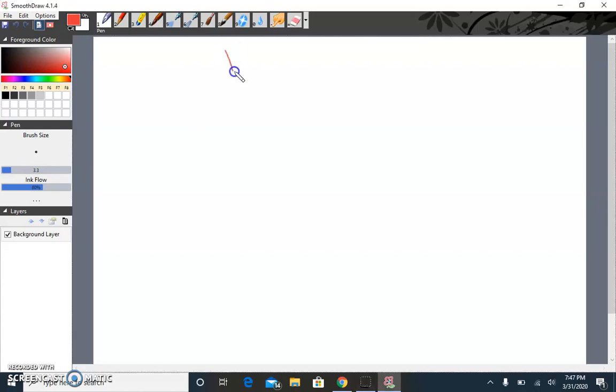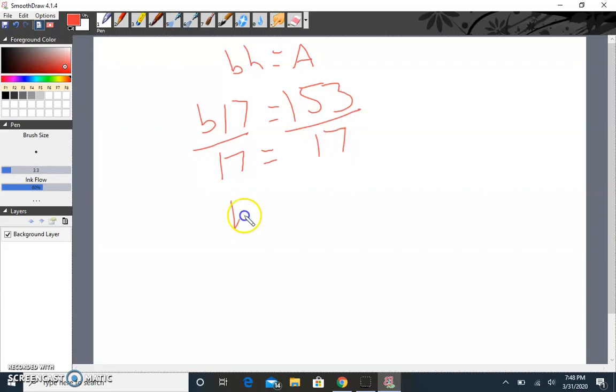So if we have base times height equals area, and it tells us that our area is 153 and our height is 17, we have b times 17 equals 153. Well, we got to get b by itself. We divide by 17. What we do to one side, we have to do to the other side. So we divide by 17, giving us b. Well, 153 divided by 17 is 9.